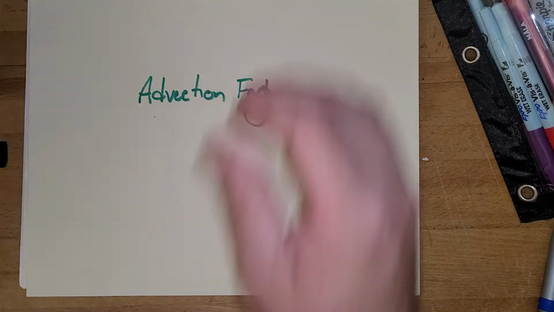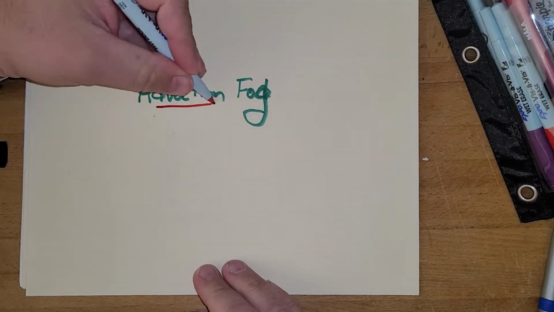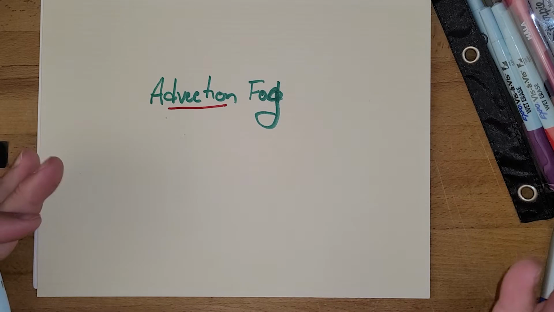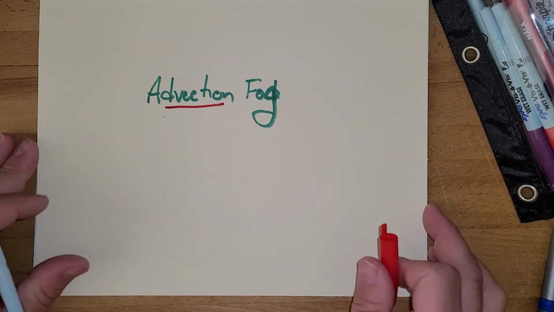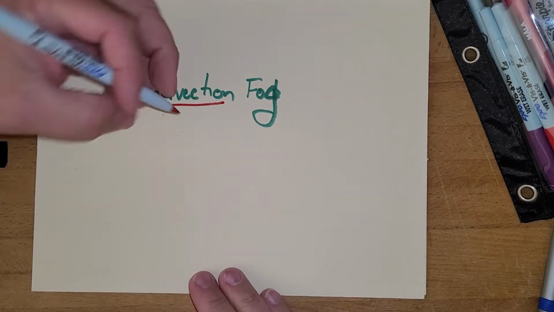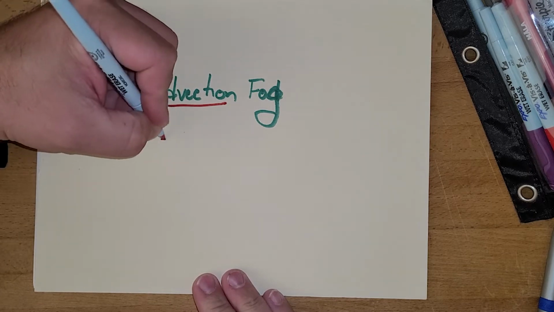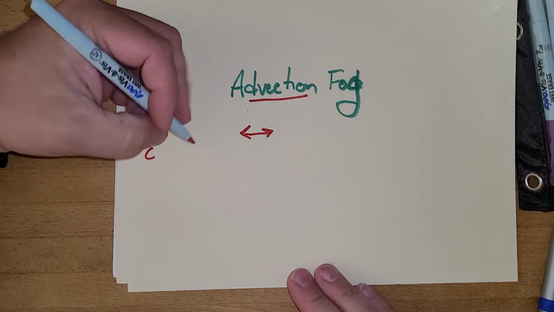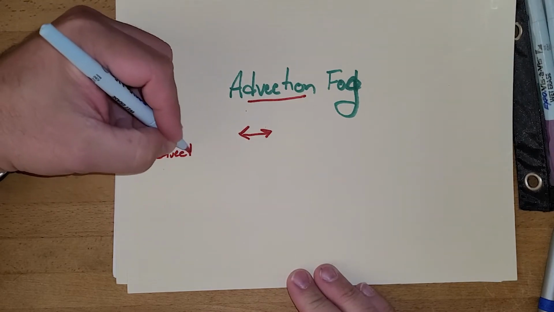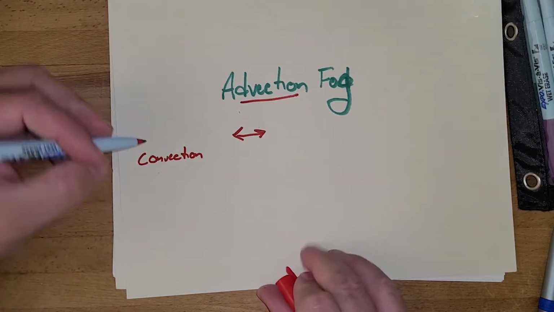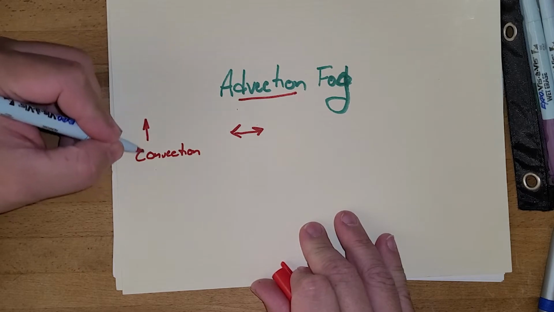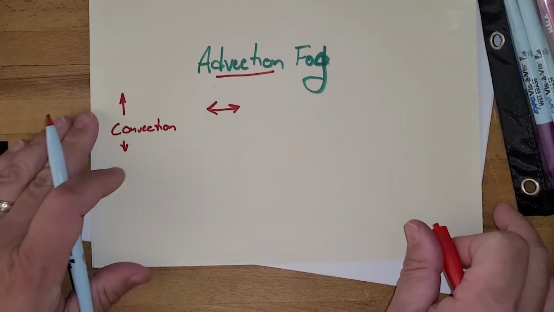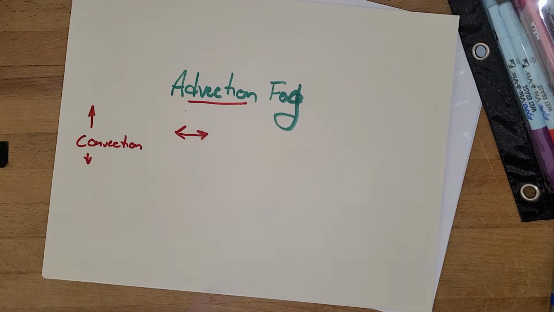Advection fog. Okay, so what is advection, first of all? It sounds kind of familiar. We've talked about something similar to this. Advection is just movement from side to side. Now convection, we'll put that over here. That's what we see when we're going up and down. So convection is going to be going up or going down. Advection is just movement, but going from side to side.